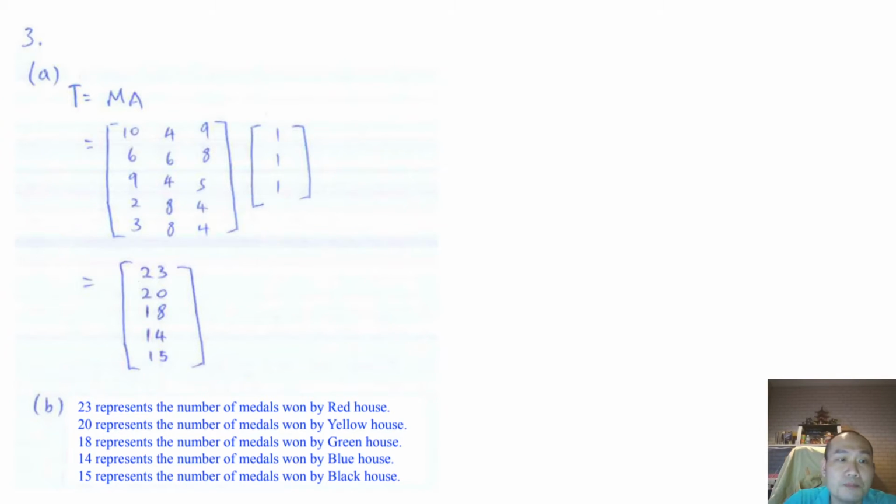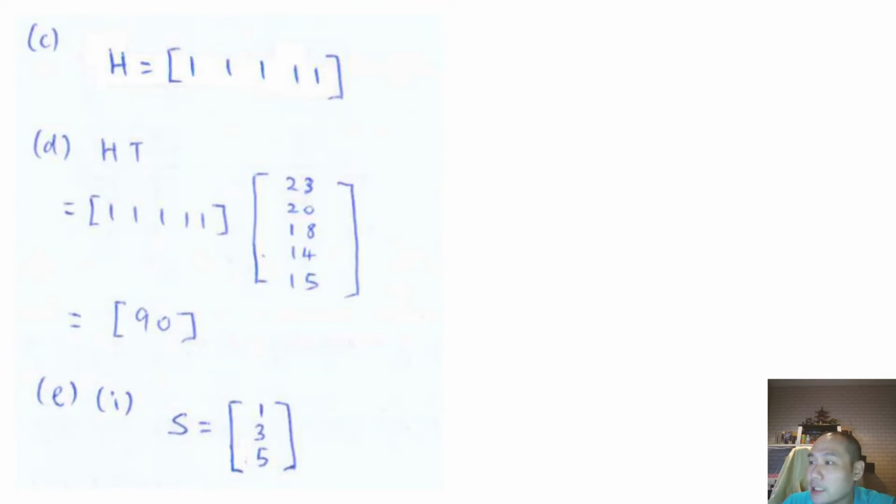Okay. Next part, they want us to write down a matrix H such that HT represents the total number of medals. So this time round we want to add up all the medals. We don't care which house you come from anymore. We just want to add up all the medals. And you know that when you add up all the medals, you want to have all the ones, right? So that's how addition works in matrix.